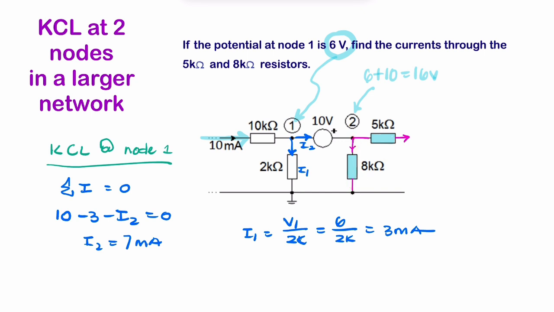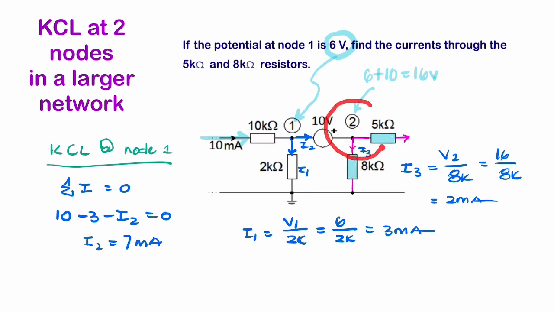So I can say, if we call this current, I don't know, I3, we can say I3 is V2 over 8K, which is 16 over 8K, which is 2 milliamps. So now we know that we've got 2 milliamps going this way.